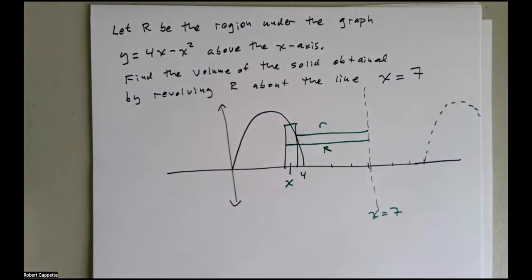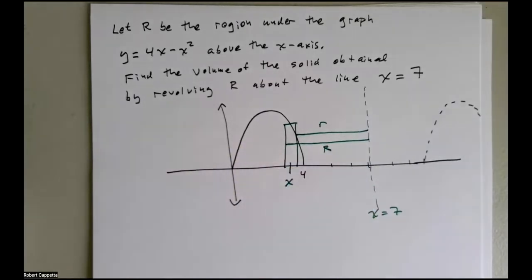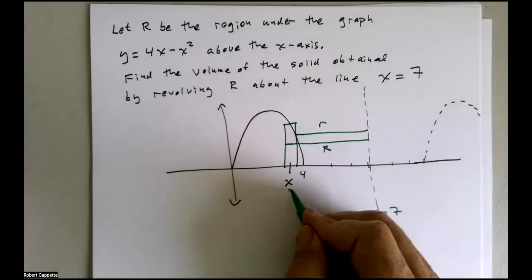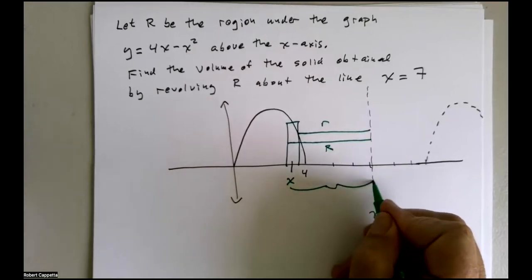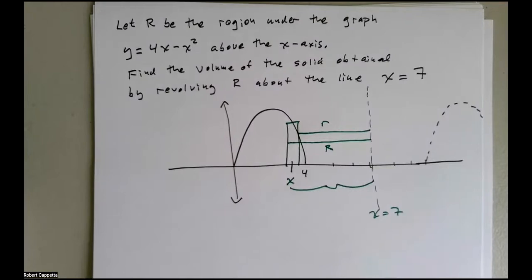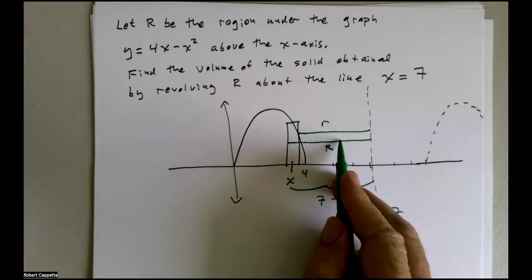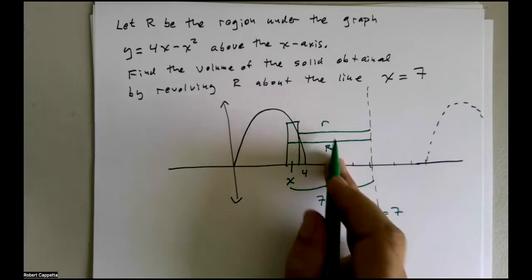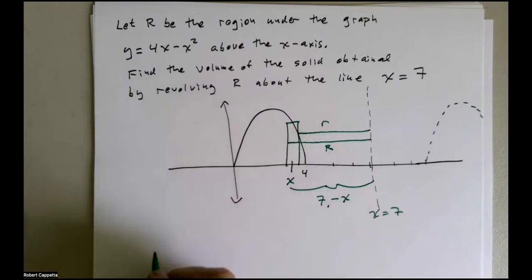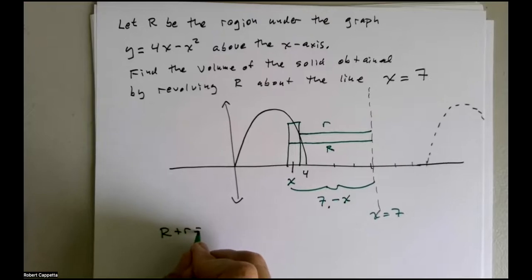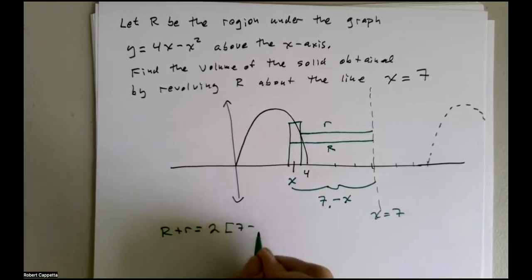But hopefully you've seen enough to recognize that big R and little r are basically the same. This is essentially going to shrink to 0. So what I really need to find is this distance, starting at x and getting to the axis of rotation. What is that distance? If I'm at x miles and I want to go to 7, that distance, of course, is 7 minus x. So big R is very, very close to 7 minus x. Little r is very, very close to 7 minus x. So big R plus little r is very, very close to 2 times 7 minus x.